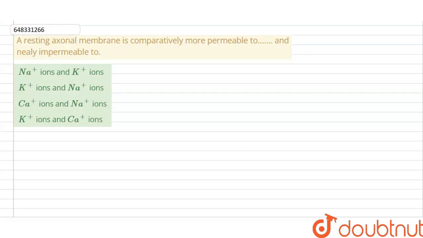Hello everyone. In this video, we have a question: a resting axonal membrane is comparatively more permeable to and nearly impermeable to. The options provided are sodium ions, potassium ions, and calcium ions. Basically, the main thing we have to understand is permeability and impermeability. So let's understand this.